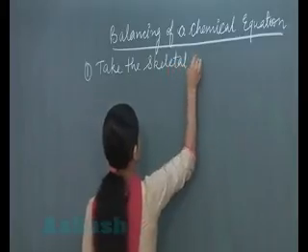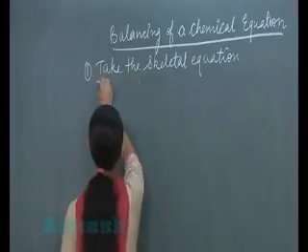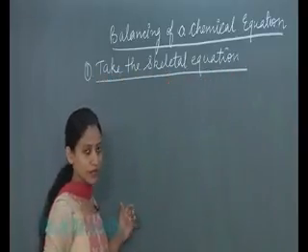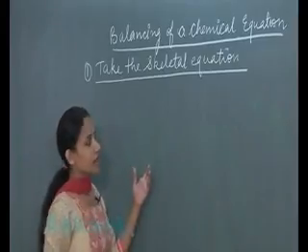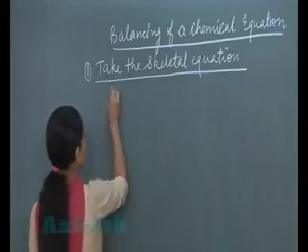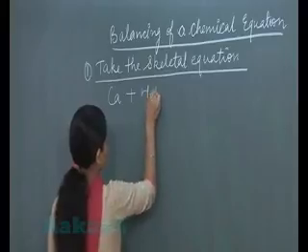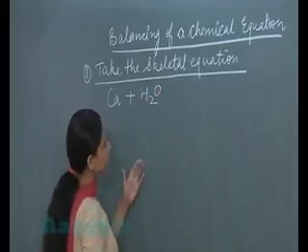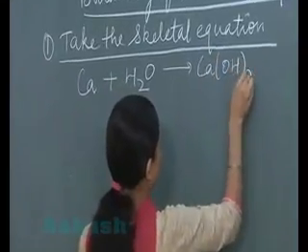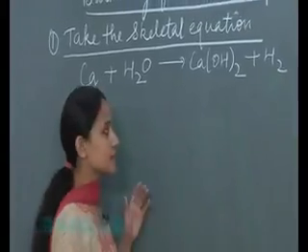Students, a skeletal equation, I told you before, is an unbalanced equation where the number of atoms of an element is different on the reactant side and the product side. So students, let us understand this with the help of an example. Let us see a chemical equation which is representing the reaction between calcium and water. Now students, when calcium reacts with water, it gives you calcium hydroxide and hydrogen gas is evolved. Now students, this is a skeletal equation.